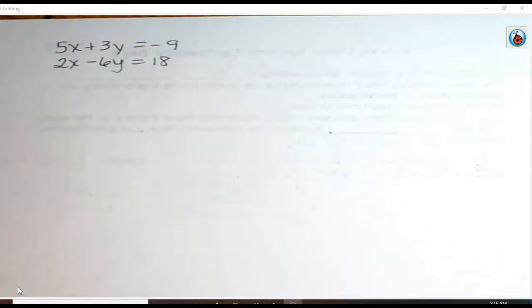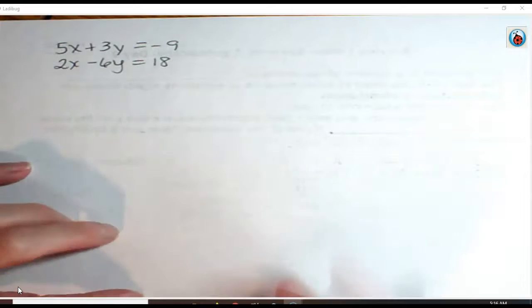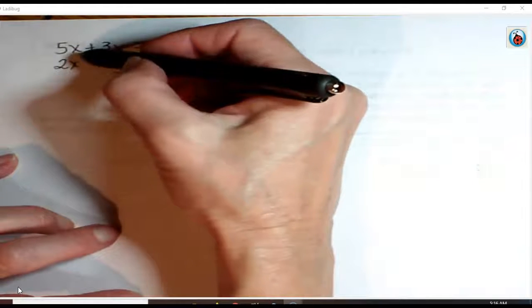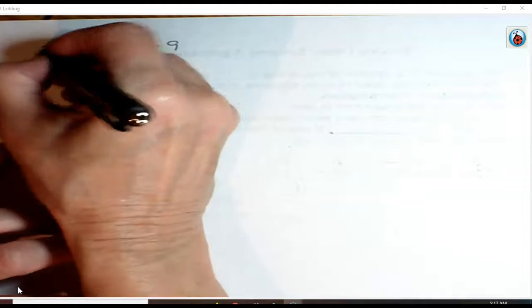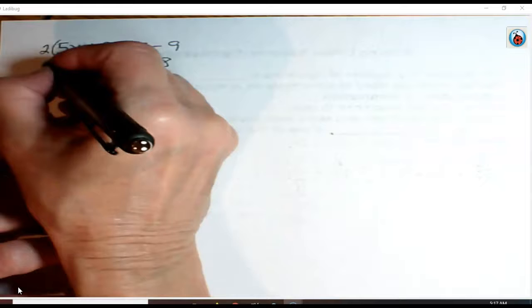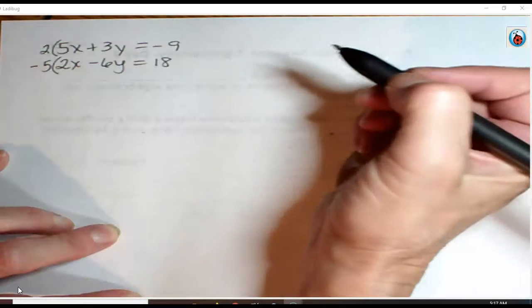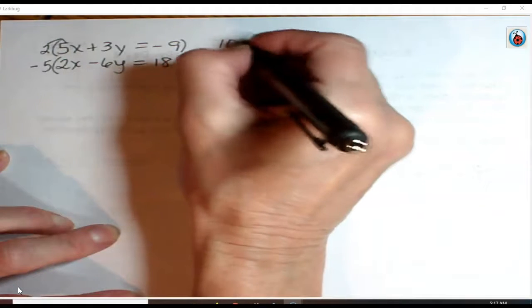Okay, let's practice another elimination. If you'll write that problem down, 5x plus 3y equals negative 9 and 2x minus 6y equals 18. Okay, we're going to eliminate the x's. If I want to eliminate the x's, I've got to multiply this one by a 2, because 2 times 5 is 10. And then I've got to multiply this one by a negative 5. That way, negative 5 times 2 gives me a negative 10. All right, so I'm going to come over here. 2 times 5 is 10x.